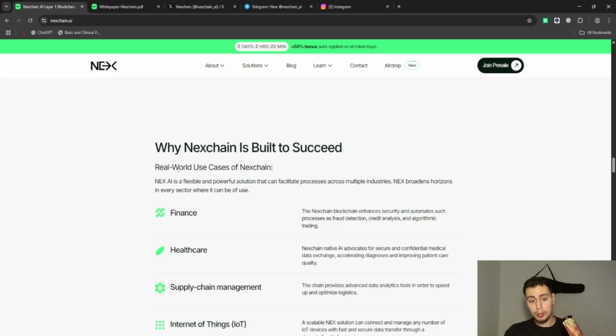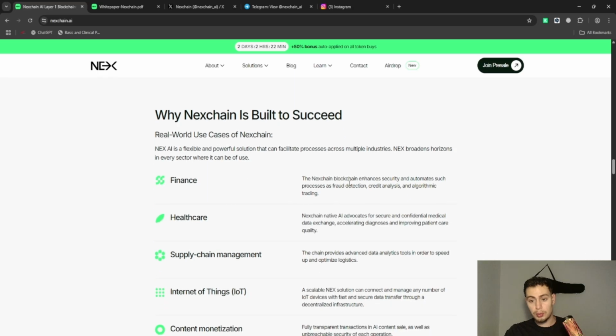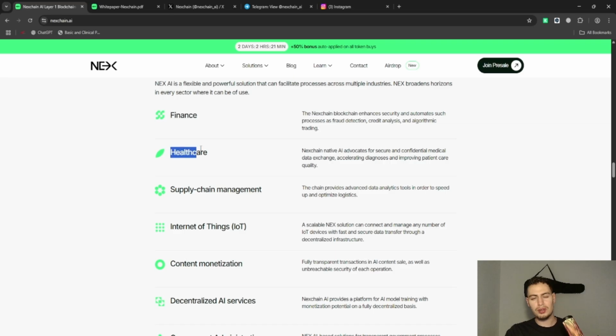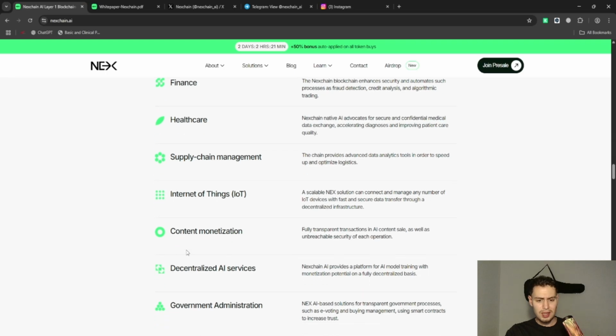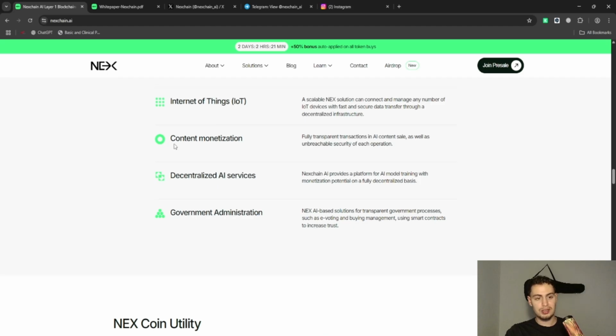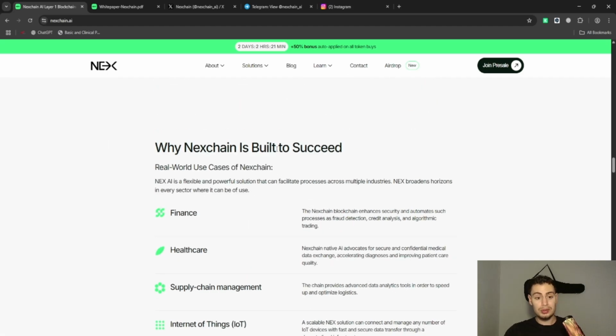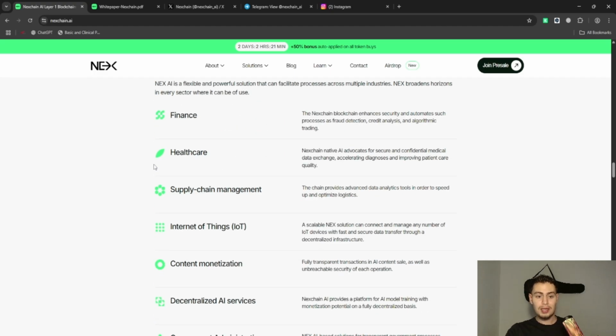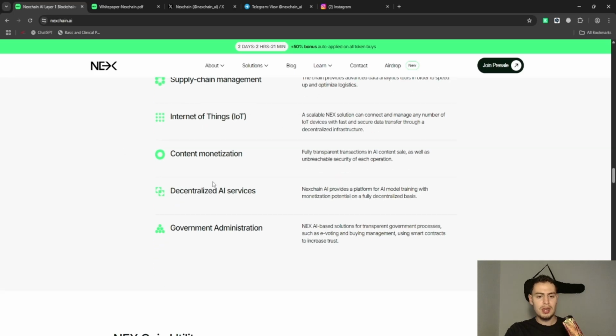Of course, with AI support, you can see the finance, the Nexchain blockchain, security and automated processes and fraud detection, credit analysis and algorithmic trading. And like you see, you can also see healthcare, supply chain management, Internet of Things, content monetization. I don't know what it is, but let's check it out. Decentralized AI services, government administration. This is about how they got built and what the roots of the Nexchain are about. So what they find important: finance, healthcare, supply chain management, those things, guys.